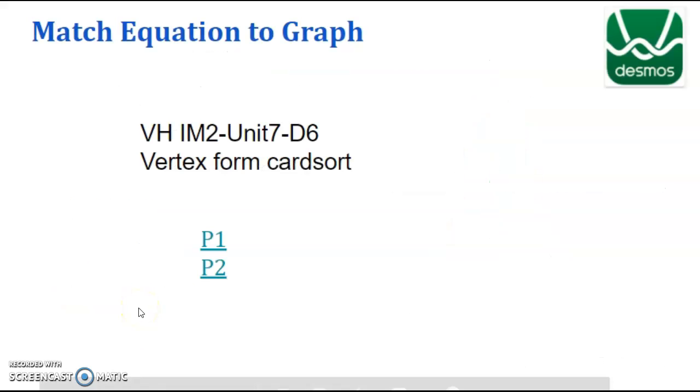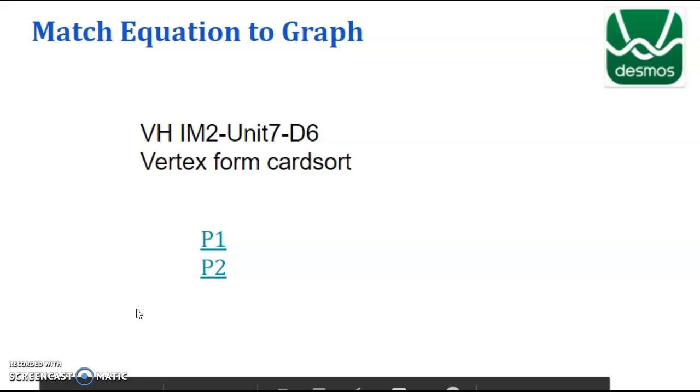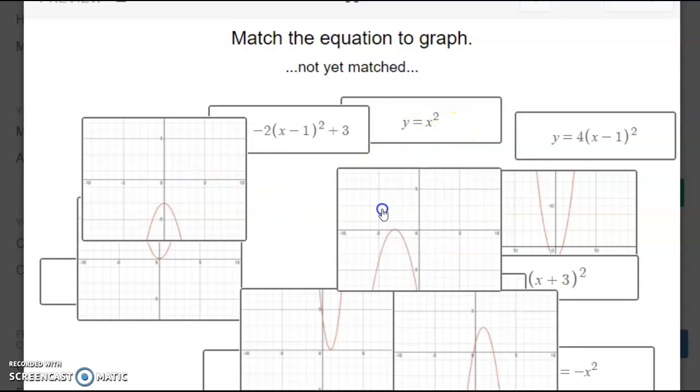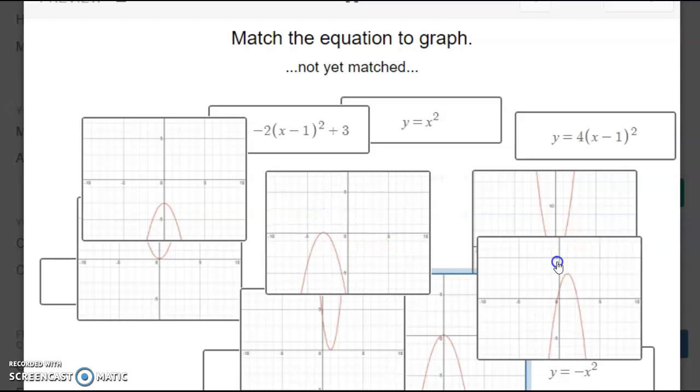Now you're going to do a quick card sort from vertex form, and the link is in Canvas. Again, this is the Desmos activity. It's just one card sort. You have 7 different graphs and 7 different equations. You need to match them up. All right, let's find some easy ones.